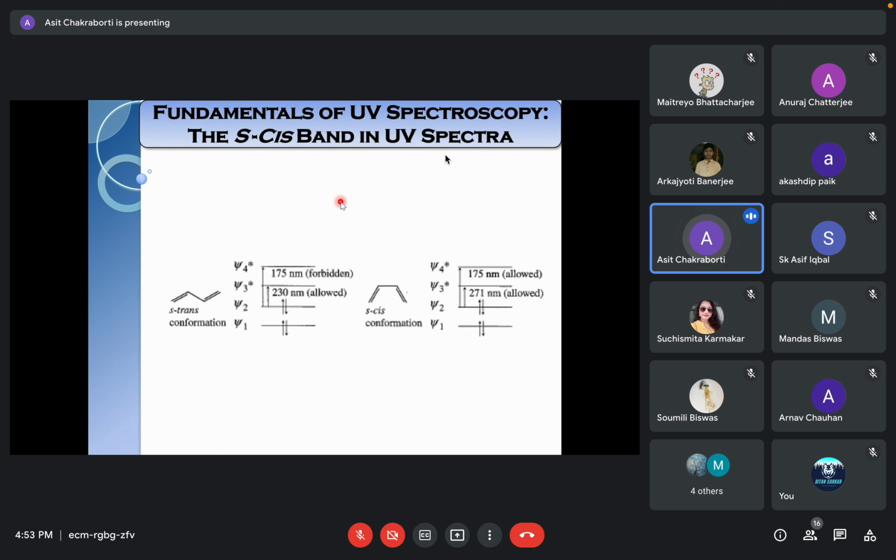And why is it called the S-cis band? It is not merely thermal; it has a very good implication in determining the structure and stereochemistry of the molecule. Later it was found that we have to correlate the symmetry of the molecule with the allowedness or forbidden nature of this band.